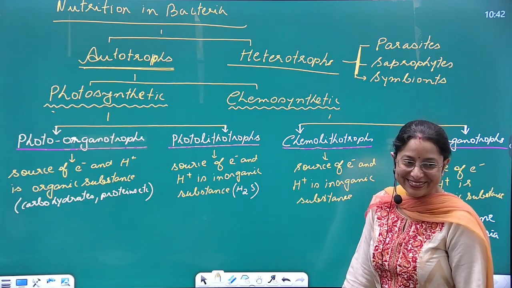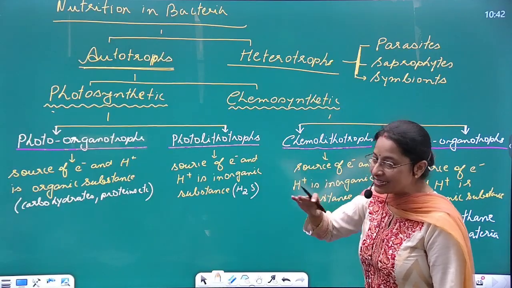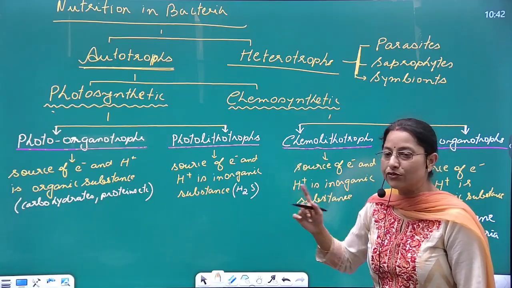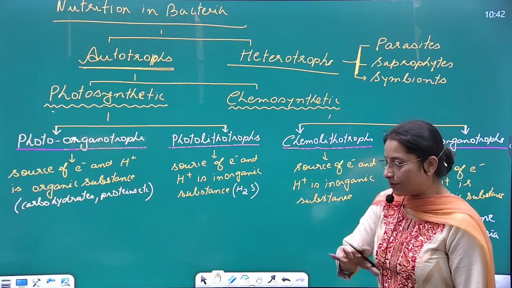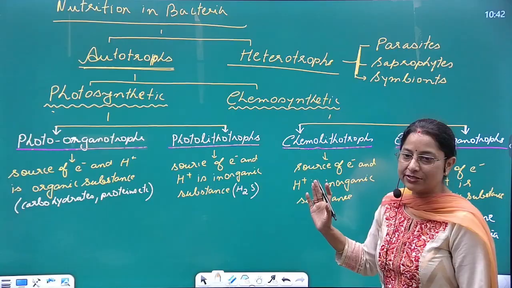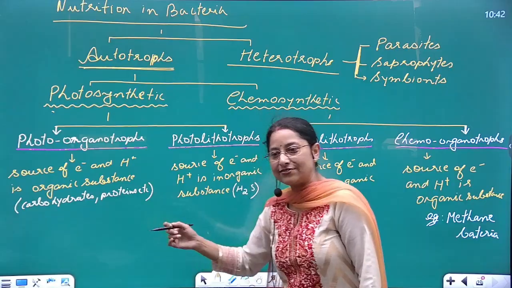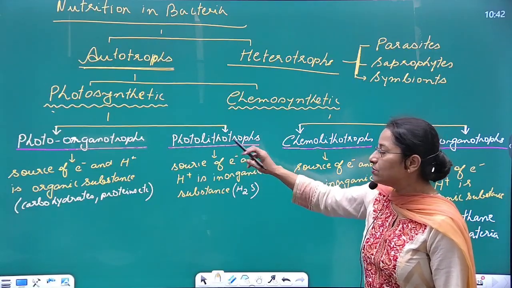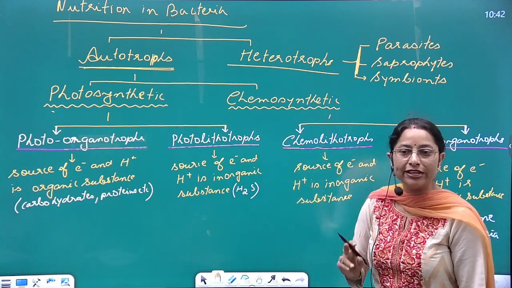Okay, understand it very simply. Whenever there's a food making process, you need a source of electron and proton. Someone has to supply electrons and protons. Why? To form ATP, right? That source could be either an organic substance or an inorganic substance. Organic substance like carbohydrates, proteins, etc. Inorganic substance like H2S. If the source is an inorganic substance, we use the word litho. If the source is an organic substance, we use the word organo. Is the point clear?